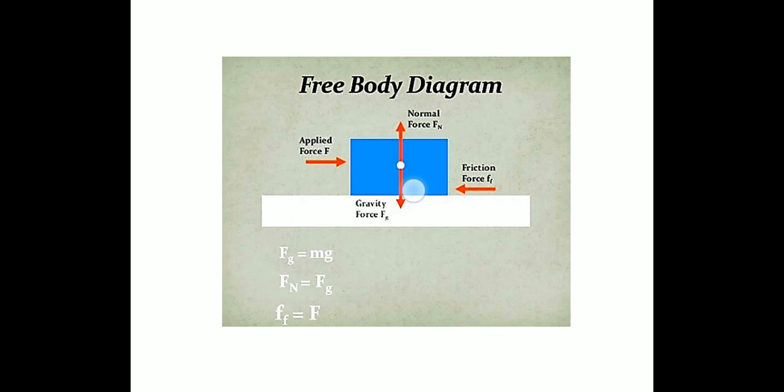Free body diagram. The block will have its own self-weight, SW. It acts through the center of gravity, and the self-weight is balanced by a normal reaction. So the applied force is applied on the block here, so motion takes place in the forward direction. So friction will take place in the opposite direction of motion. So motion is here, friction opposes.